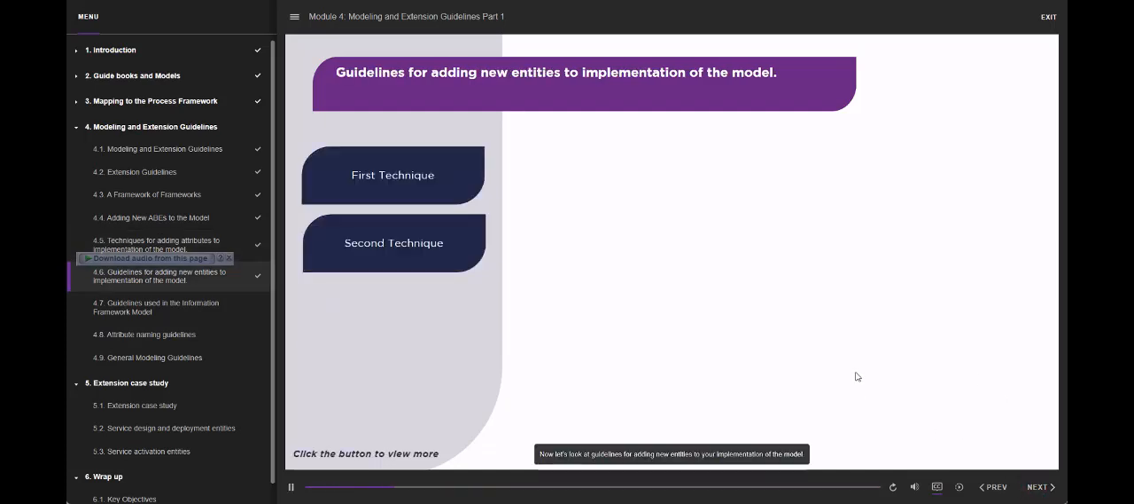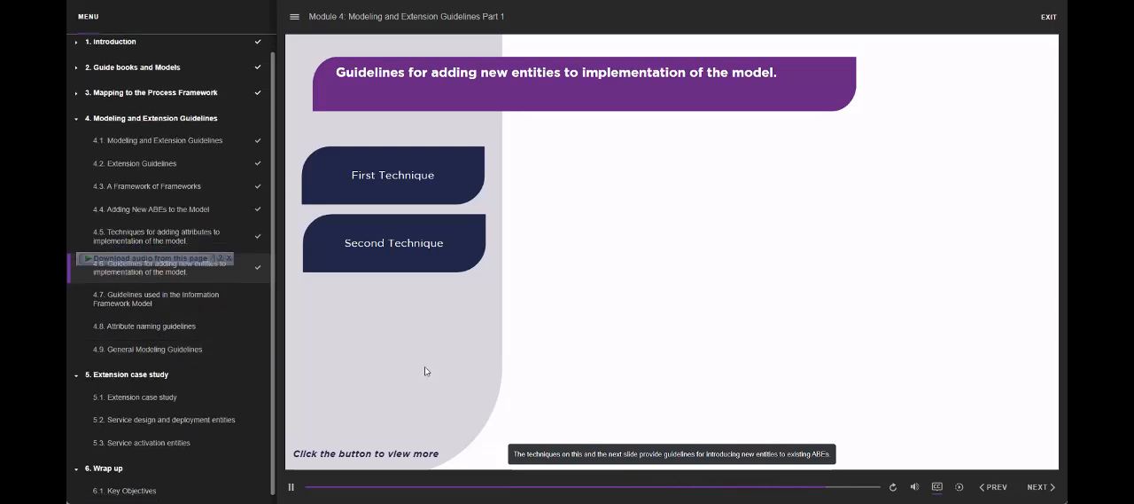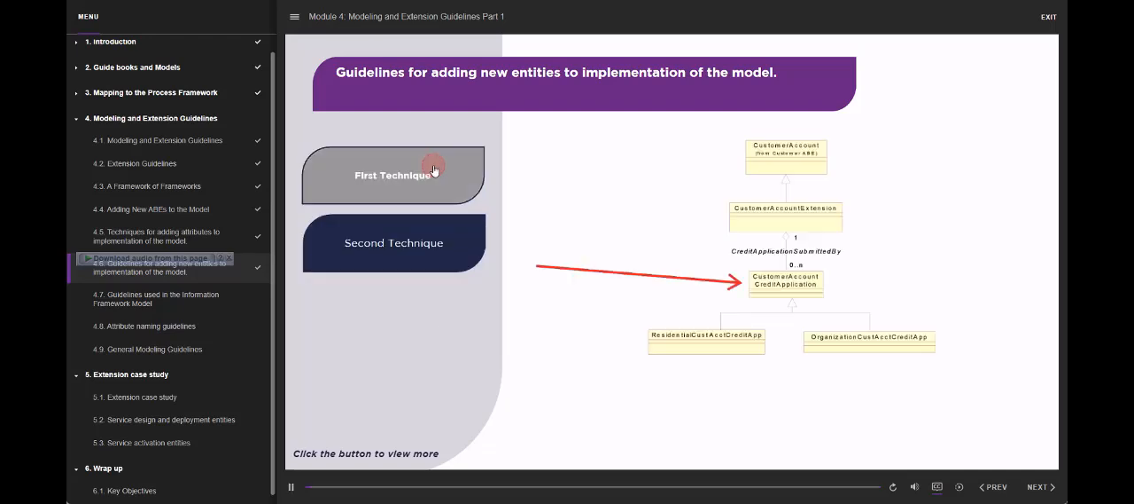Now let's look at guidelines for adding new entities to your implementation of the model. The techniques on this and the next slide provide guidelines for introducing new entities to existing ABEs. The first technique is quite simple, since attributes were added to an existing entity in an implementation using the first technique for adding attributes. The new entity can be directly related to the entity that holds the added attributes. This example also shows two subclasses of the added entity.